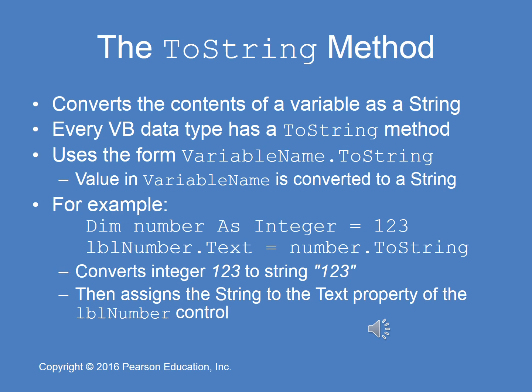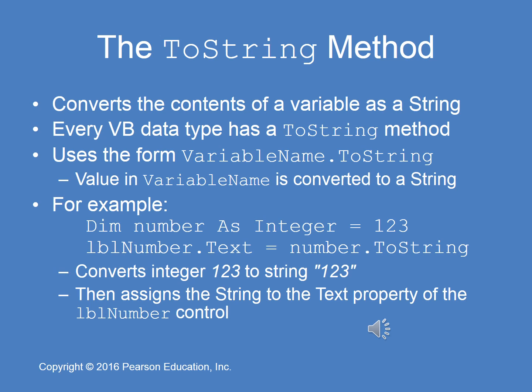Every Visual Basic data type has a method called toString, and it uses the form variable name.toString. What it does is convert whatever value is stored in the variable when it's called to a string. A string is text, not numeric.